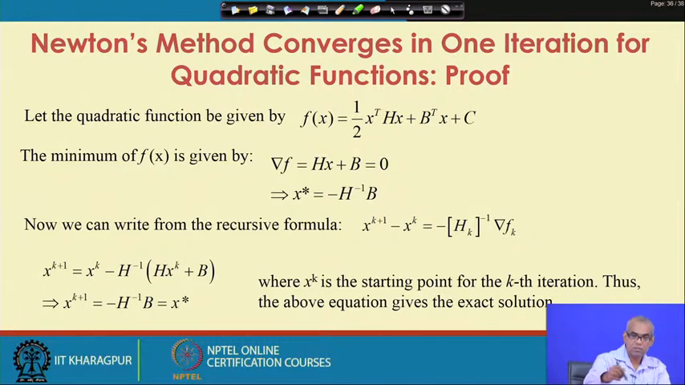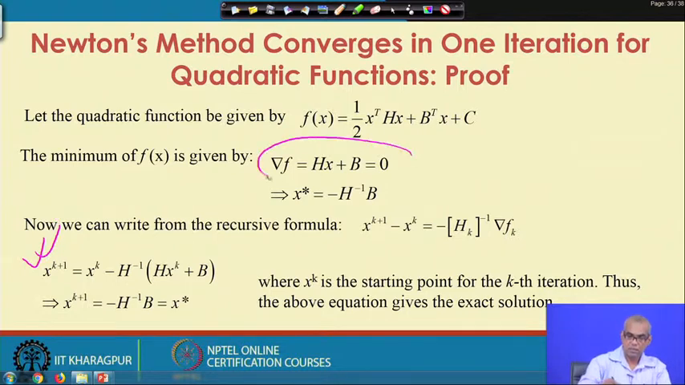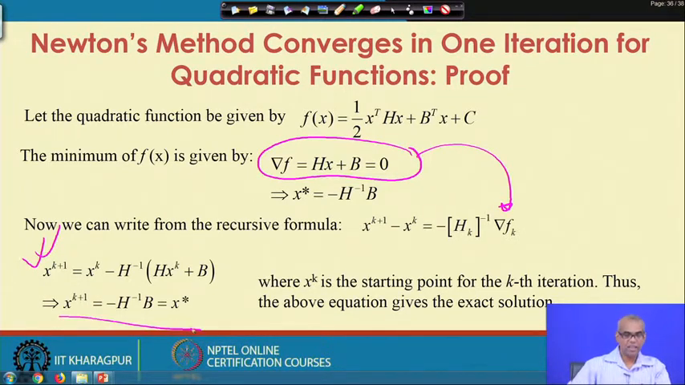So, x k plus 1 equal to x k minus H inverse into H x k plus b. If you simplify this, you get x k plus 1 equal to minus H inverse b, which is actually the optimal solution. So, for a quadratic function, Newton's method will converge in one iteration starting from any arbitrary point.